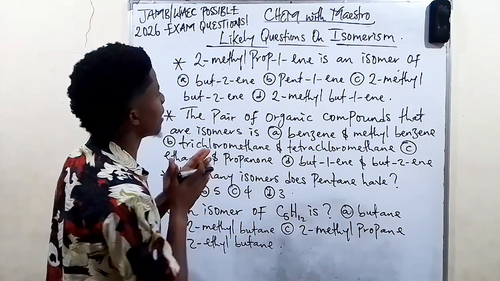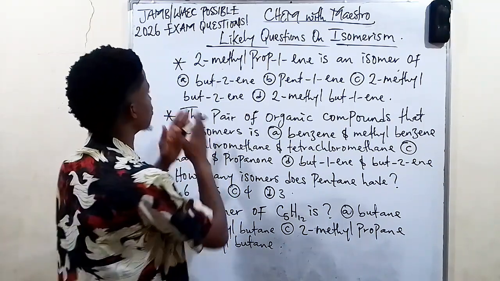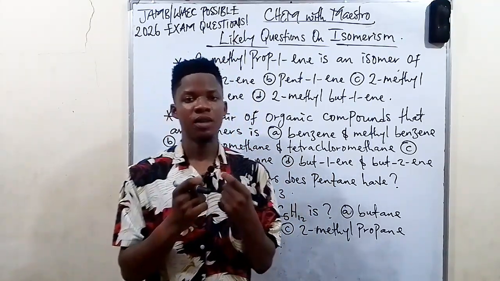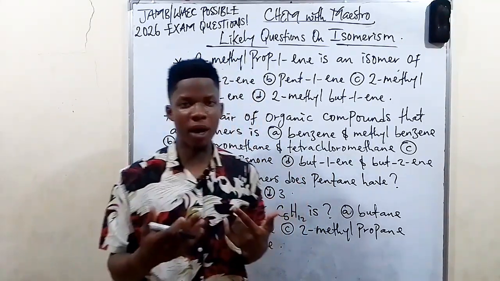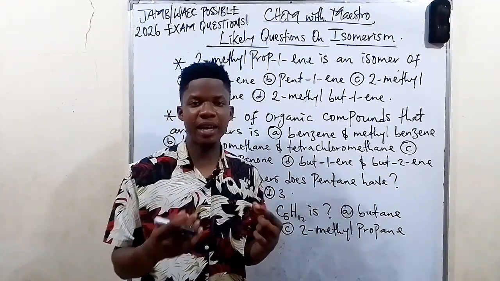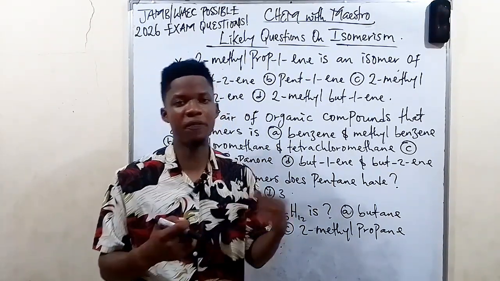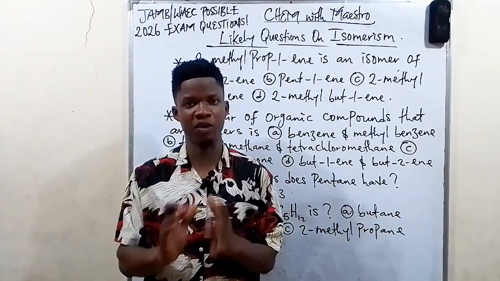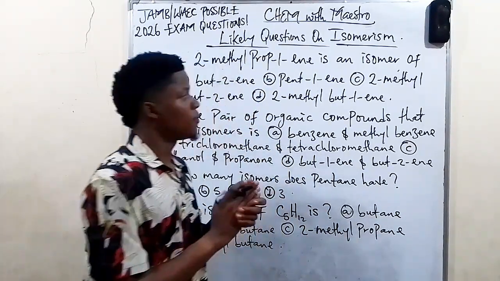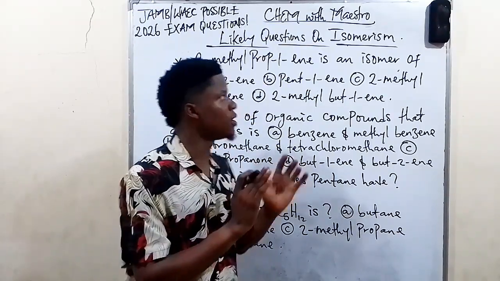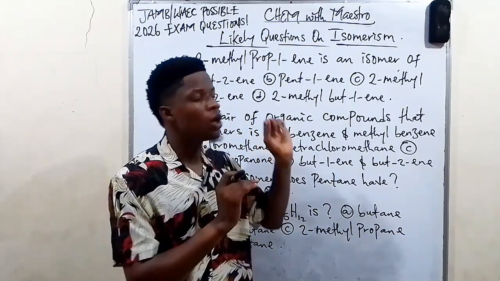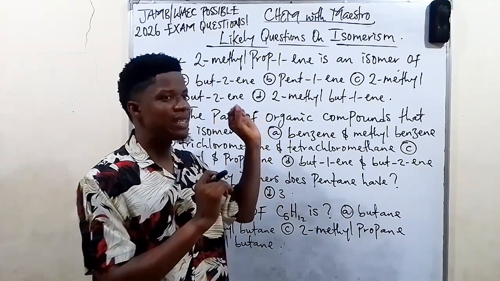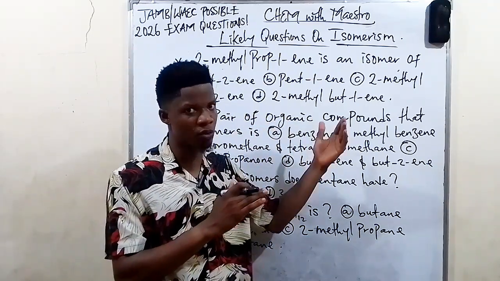It says 2-methyl prop 1E is an isomer of. Now, what is isomerism? Isomerism is a phenomenon whereby compounds have the same molecular formula but different structural formula. There is a simpler version of that definition that I like to use.